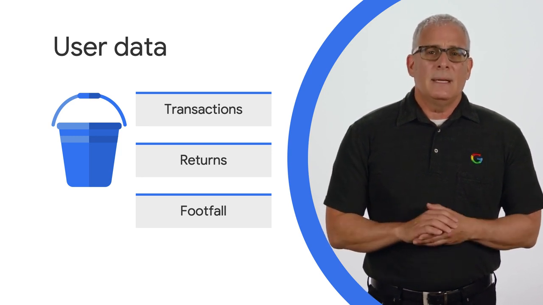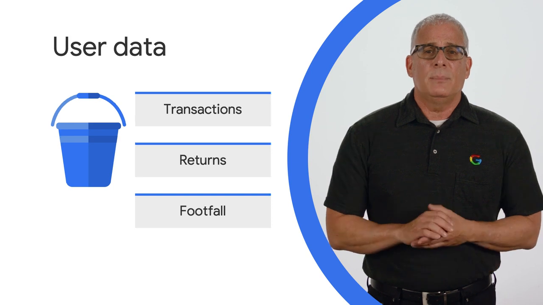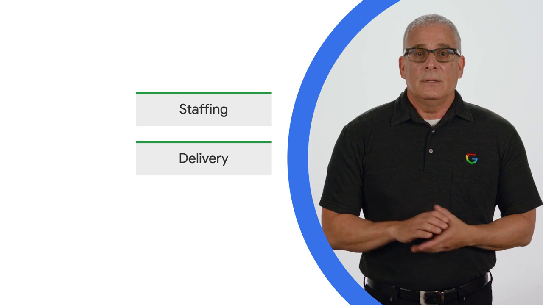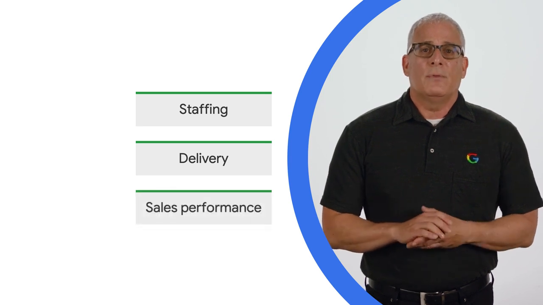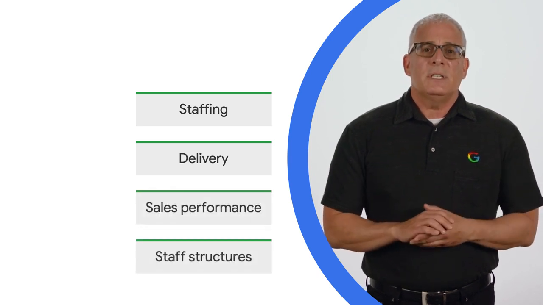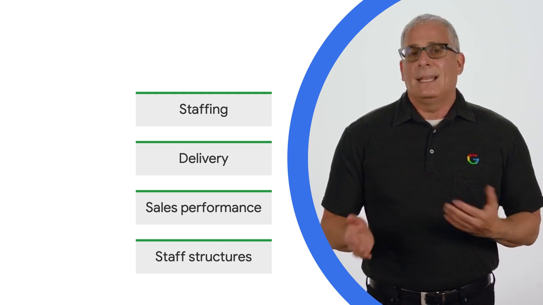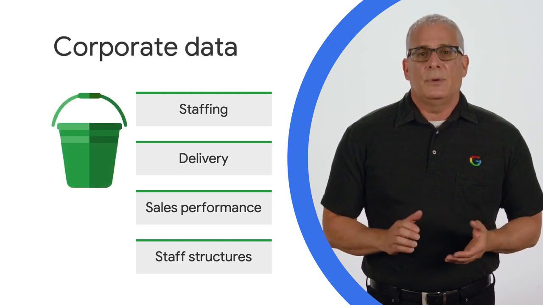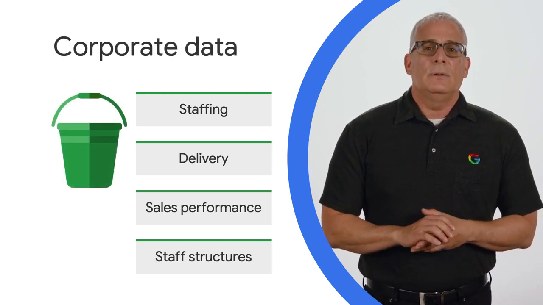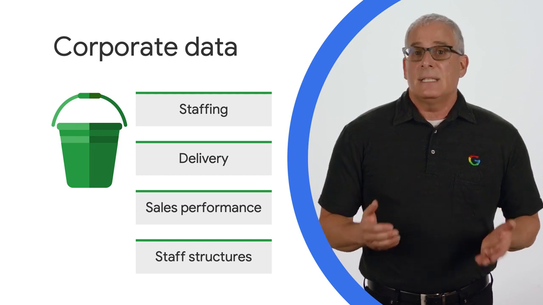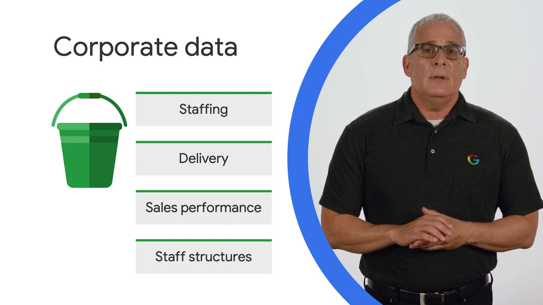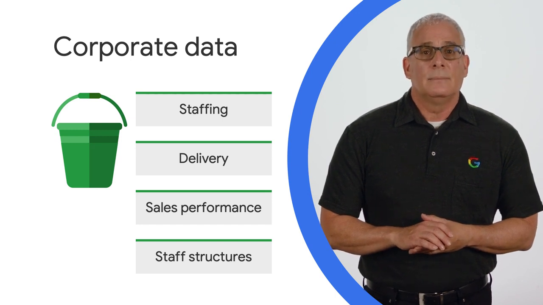Now let's think about data that is more operational. For example, data about staffing levels in each store, stock delivery dates, overall sales performance of each store, and store staffing structure. That's how many people are in fitting rooms versus at the cash register. These fall into the second bucket of data, corporate data. Corporate data includes data about the company, such as sales patterns and operations. Can you think of more data sets that you'd have as the retail owner?